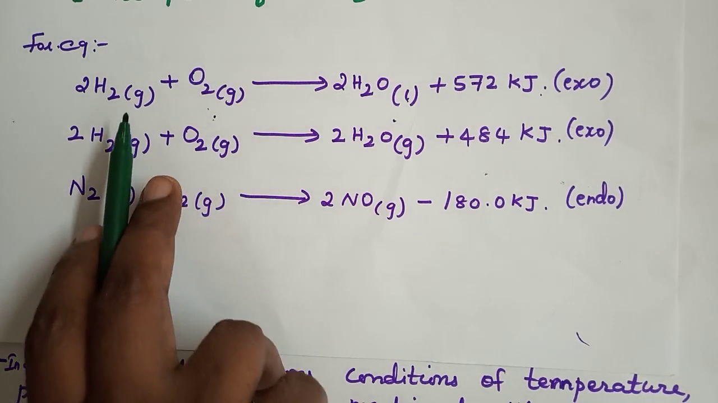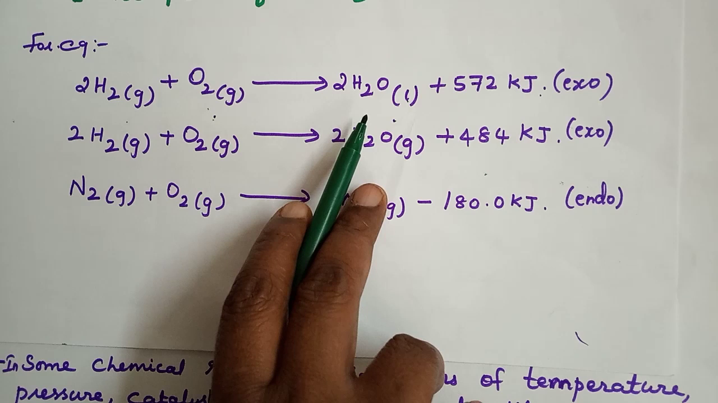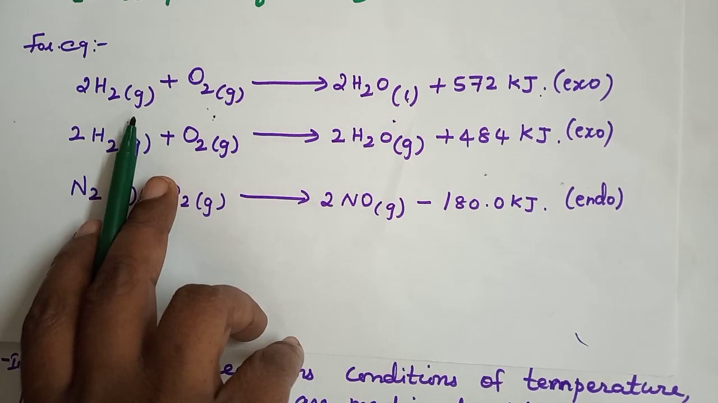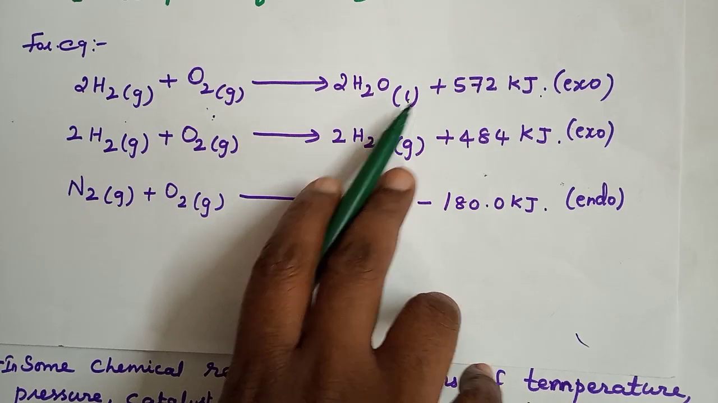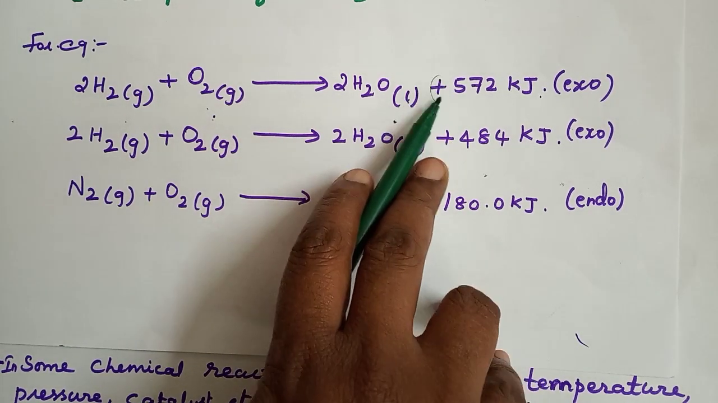For example, we saw here: hydrogen plus oxygen gives water in liquid formation. See, hydrogen here is in the gaseous state, oxygen here gaseous state, and water here liquid state. After that, a plus point: why is there a plus here?